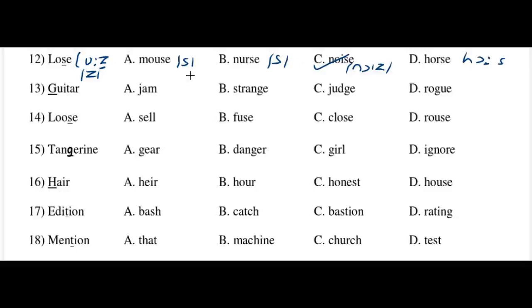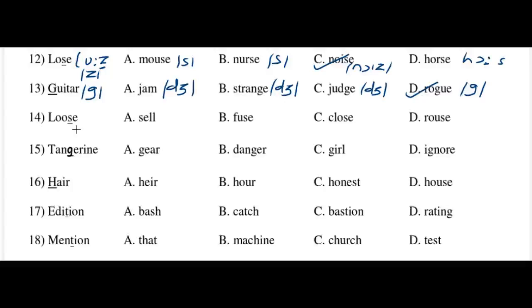13, guitar. The underlined consonant is g. Option A, jam. This is j. Option B, strange, j. Option C, judge, j. And option D, rogue. So the correct answer is option D, as it contains the same consonant sound as guitar, g.